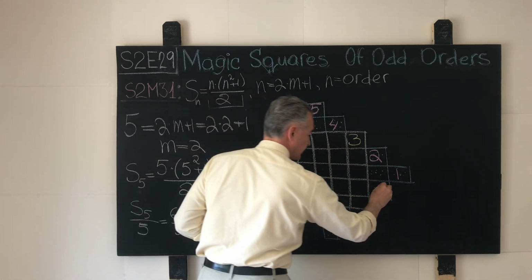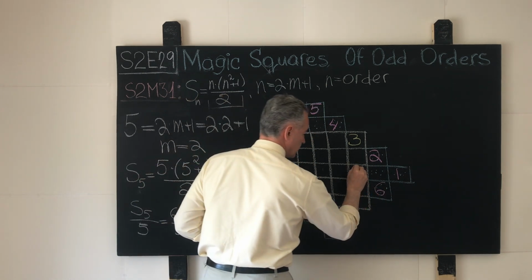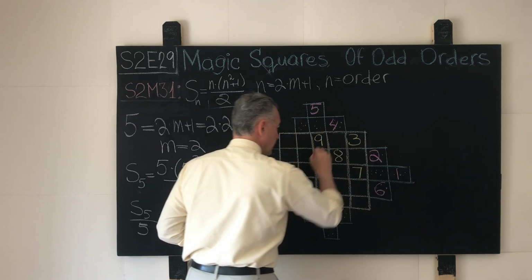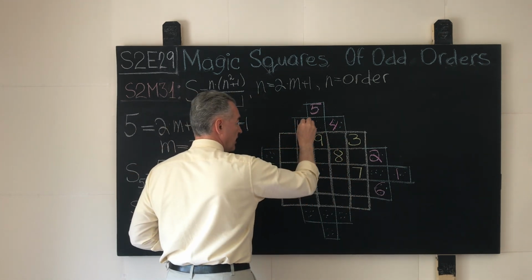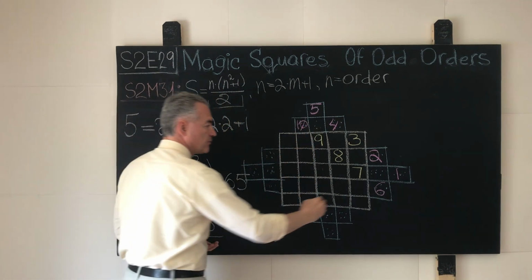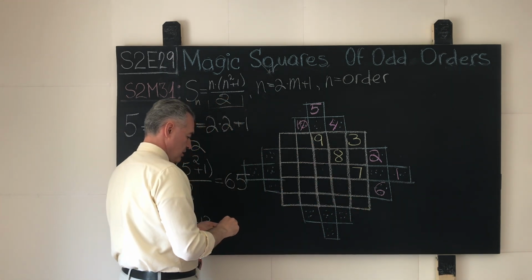Start with the next one. What's the next number? 6. So 6 outside red. What's the next number? 7 inside yellow, 8 inside yellow, 9 inside yellow, 10 outside red. What's the next step? Skip this diagonal. Start with this one, the lower right diagonal.